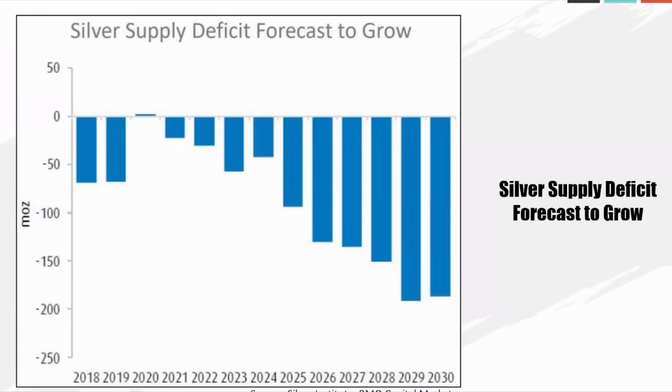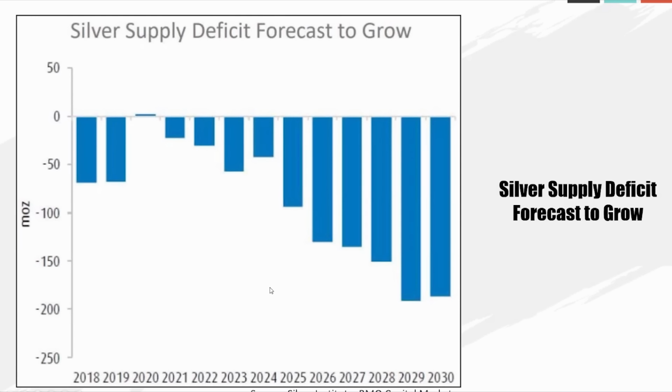This is from the Silver Institute and BMO, basically a projection, forward-looking statement, use caution. But it shows you from present day, 2023, till 2030. So the next, let's say, 7 years or so, the deficit is projected to grow and grow and grow. Now, what's interesting about this chart is that if you go down here to 2029, 2030, it shows a 200 million ounce deficit.